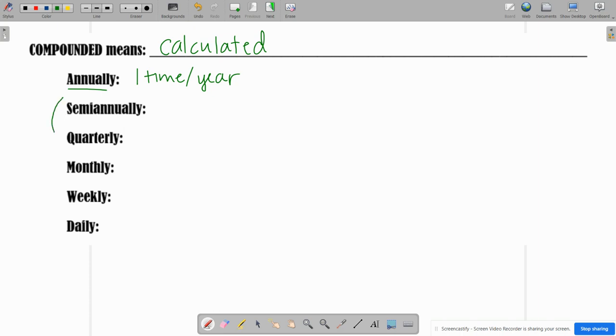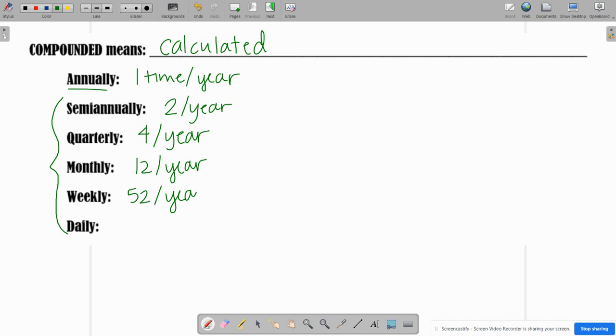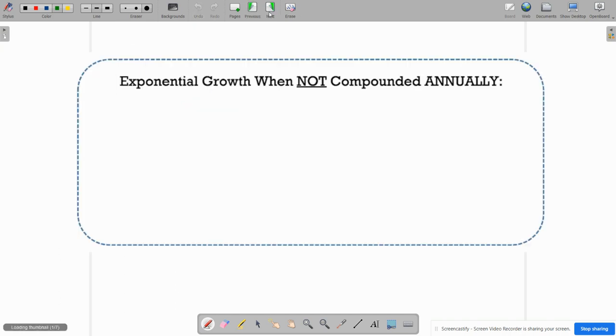But we're going to look today at these situations where an interest rate, for example, is compounded or calculated more than once a year. So semi-annually means 2 times per year. Quarterly, think there's 4 quarters in a dollar, so quarterly means 4 times per year. Monthly, we know there are 12 months in a year. Weekly has 52 weeks per year. And then daily, there's 365 days per year, with the exception of a leap year, but we're going to stick with a typical year.